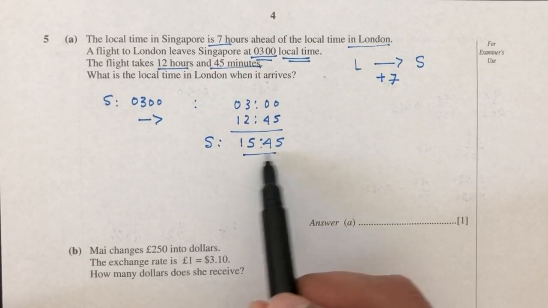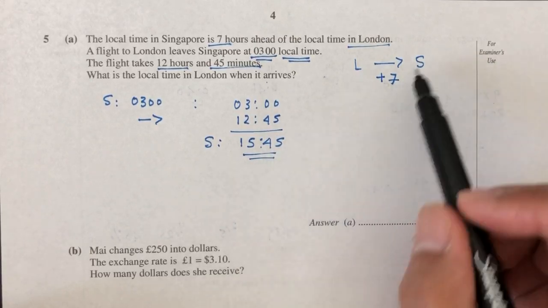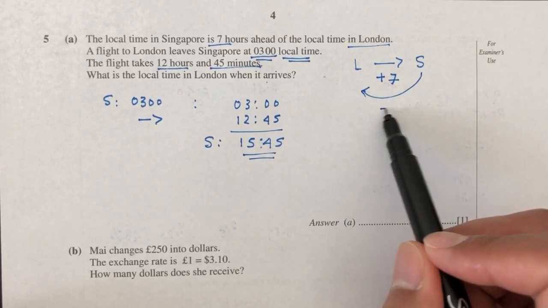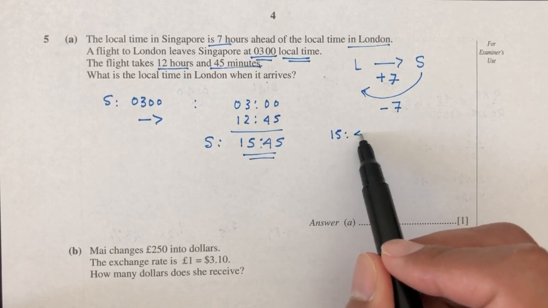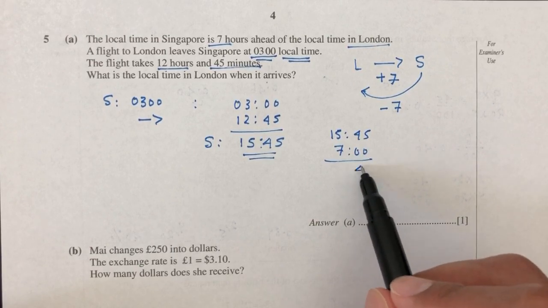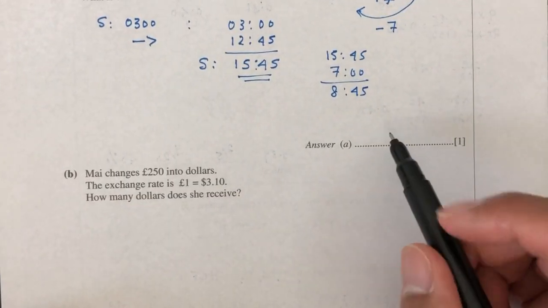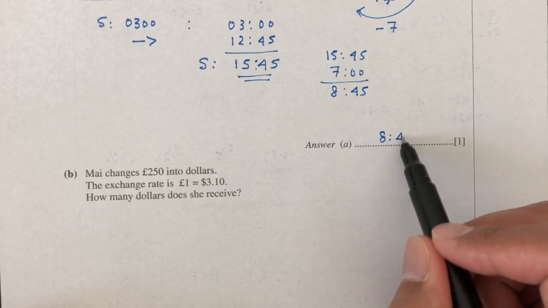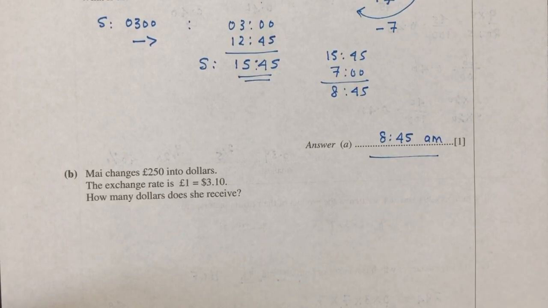So now we have to convert this time to the time in London. Singapore is 7 hours ahead, so if you want to go back to London, you have to minus 7 hours. So 15:45 minus 7 will be 8:45. So the time in London will be 8:45 a.m. Okay, that is your answer for part 1.